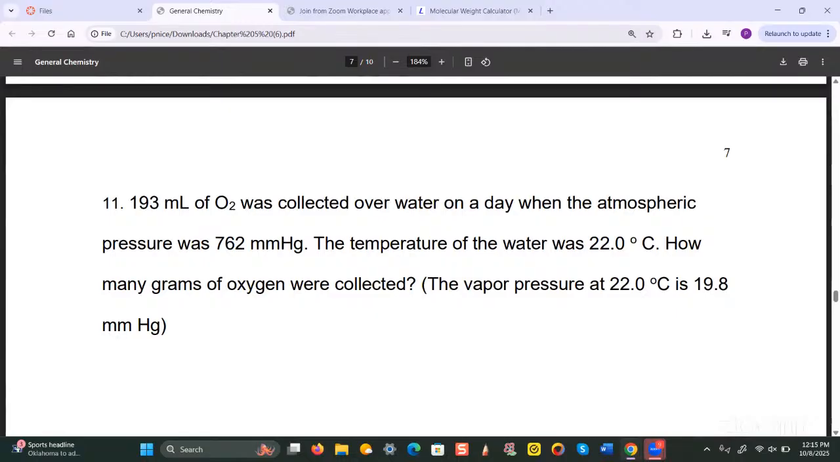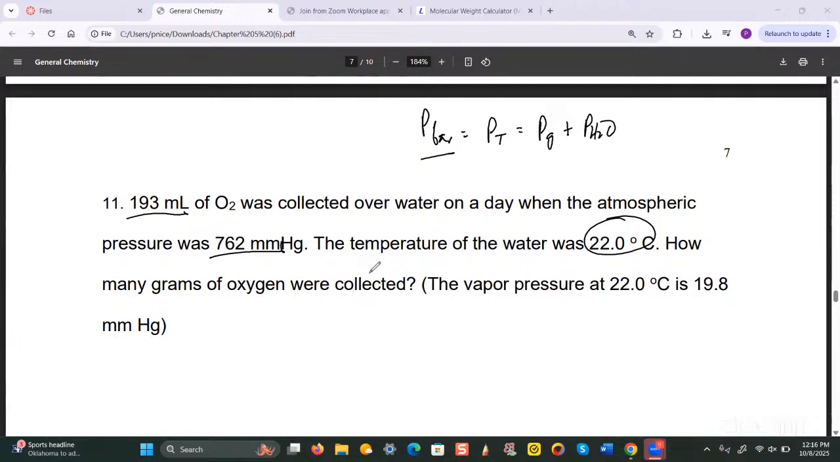And what we try to do is make sure that the water level inside the flask is the same as outside the flask, because when that happens, that means that the barometric pressure, P bar, would be equal to the total pressure of the gaseous mixture, which would be equal to the pressure of the gas plus water vapor pressure, right? So in this particular question, they gave you the volume of oxygen that's calculated. They gave you the barometric pressure, P bar, and they gave you the temperature of the water. And the question is asking how many grams of oxygen were collected.